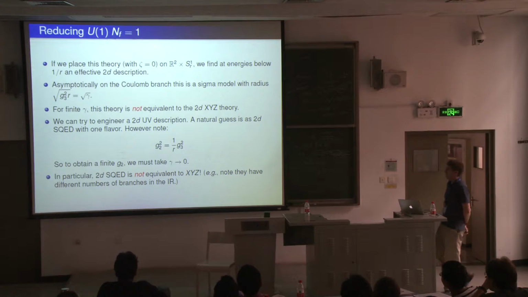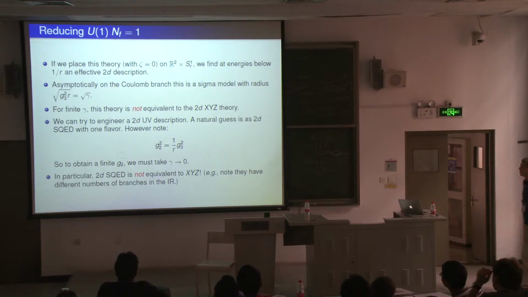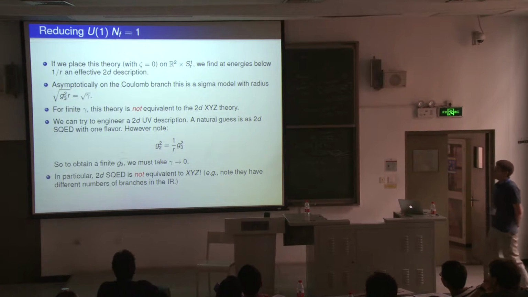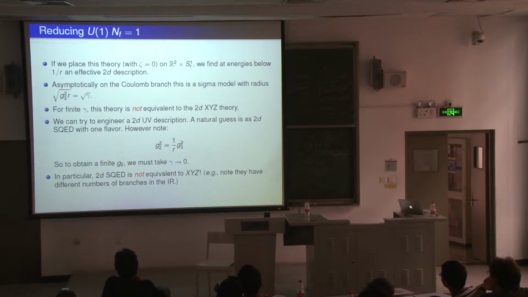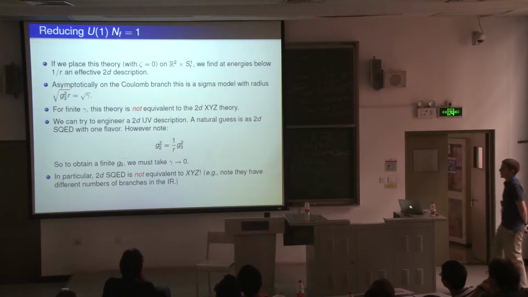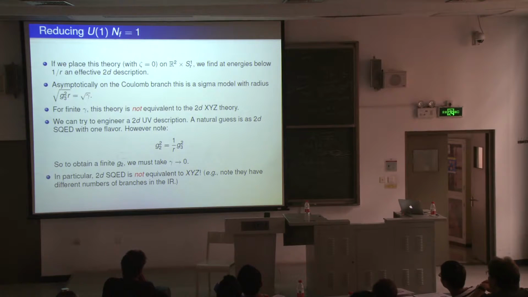Okay, so now let's try to reduce this theory to 2D and see what we find. So as a first attempt, let's set the FI parameter to 0 and place the theory on a circle. And what we find is that, again, asymptotically on the Coulomb branch, we find a nonlinear sigma model into a cylinder with radius square root of gamma. So again, the theory we find depends on gamma in an important way. And in particular, for any finite gamma, this theory has no hope of being equivalent to the XYZ theory, which has branches which are cones. They don't asymptote to cylinders.